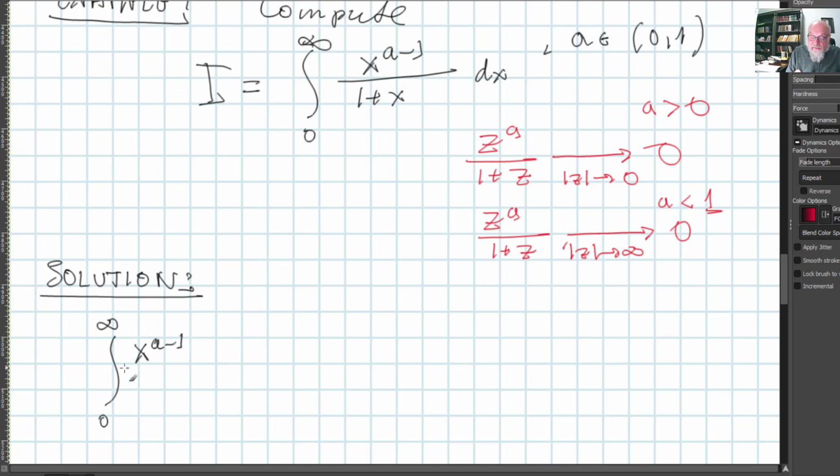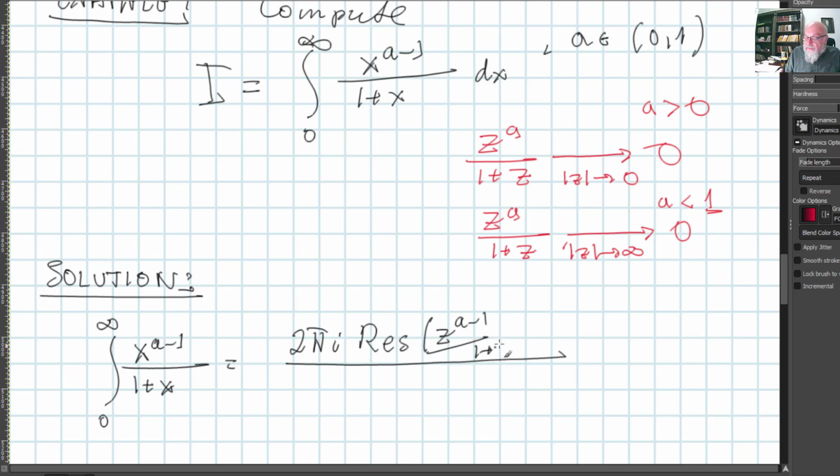So this is the integral of x to the a minus 1 over 1 plus x, and we have a division here. The first one is 2 pi i, and there is only one residue, at a single point, of z to the a minus 1 divided by 1 plus z at the point minus 1. Maybe make it nicer.